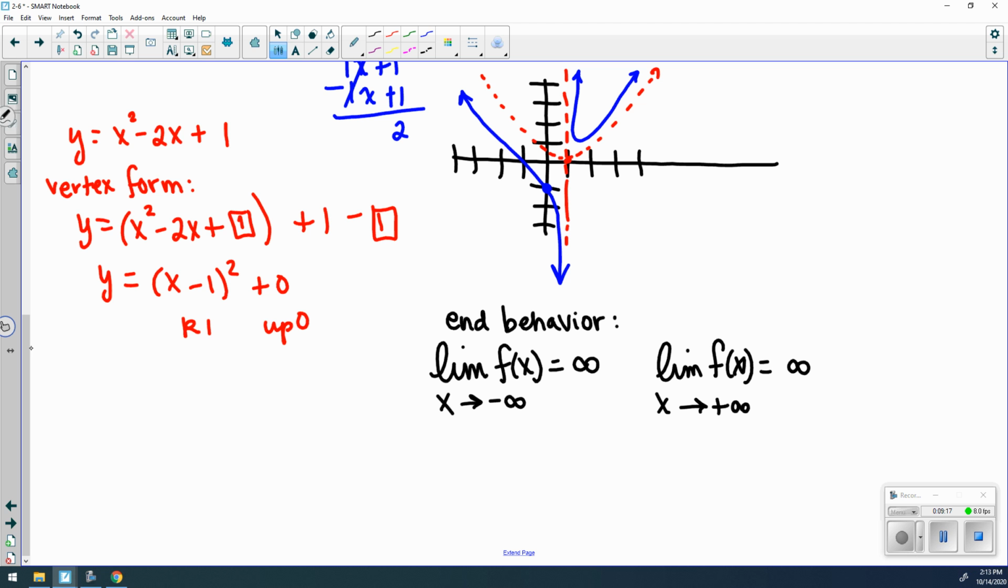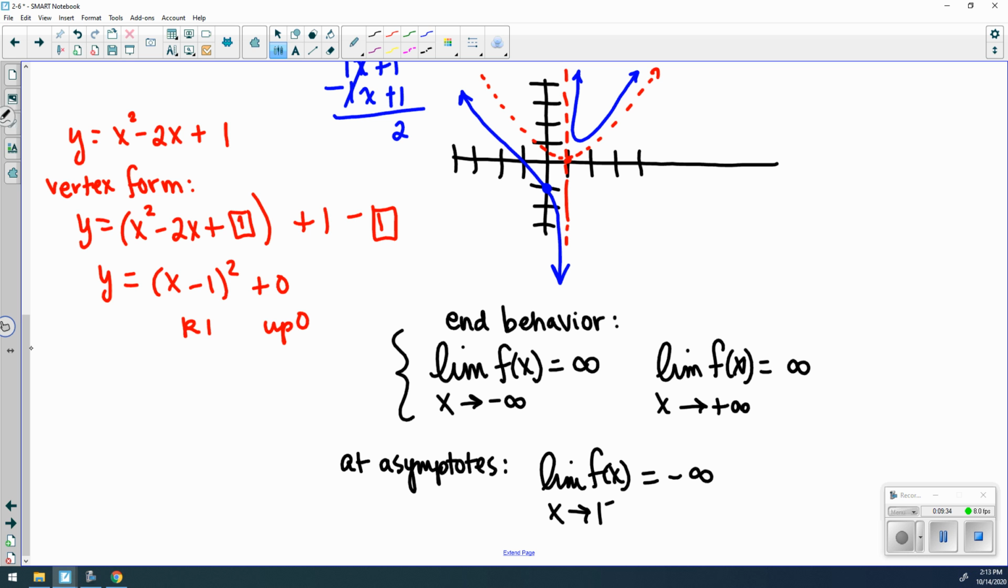We can make two more limit statements. So this talks about the end behavior, but now at asymptotes, what's the function doing? What is the limit of the function as x approaches 1 from the left? Well, the function is heading toward negative infinity. What is the function doing as x approaches 1 from the right? Well, in this case, as we approach 1 from the right, the function is heading toward positive infinity.